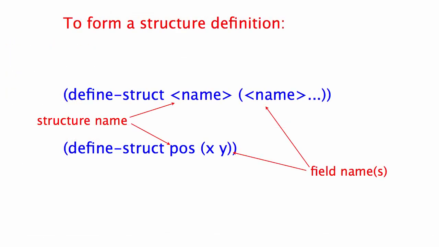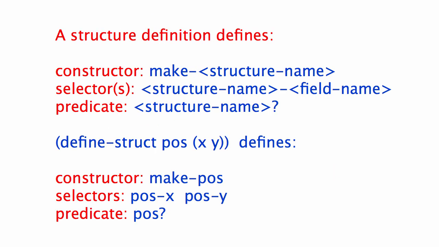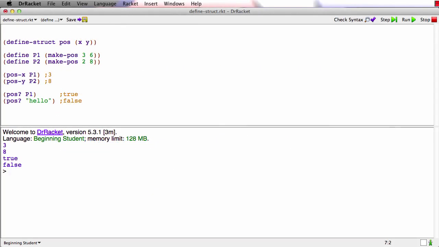So just to review quickly, the way to form a define-struct is open paren define-struct, some name, which is going to be the name of the structure, a parenthesis, and then some number of other names, 1 or more, that's the name of the fields. That definition sets up a constructor, which is always called make- followed by the structure name. It sets up as many selectors as there are fields, which are always called the structure name dash the field name. And it sets up a predicate, which is always called the structure name followed by ?. So that's the basic define-struct mechanism.